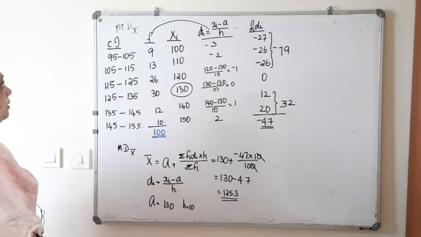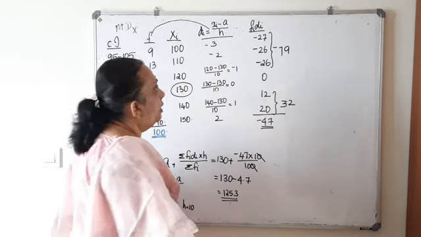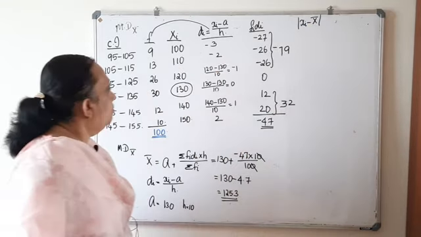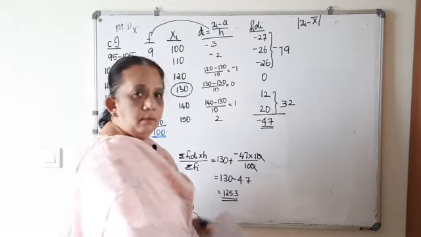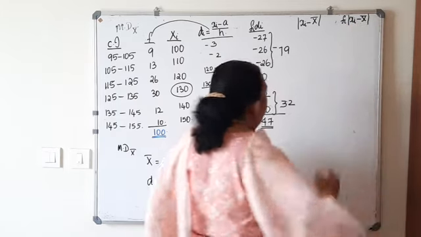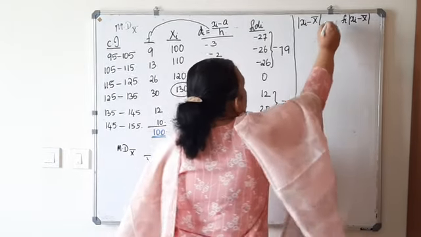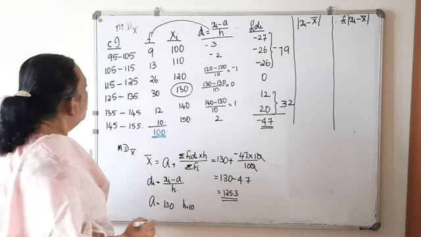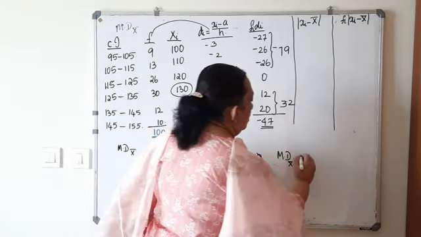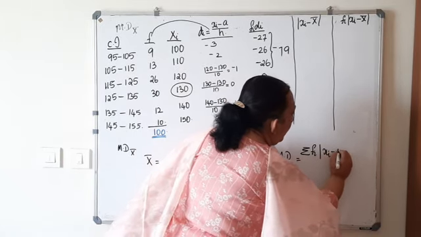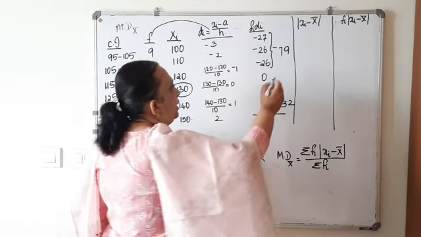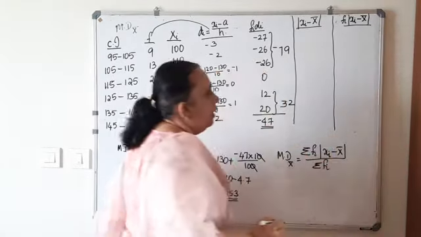Now, the question is mean deviation about mean. So, you will find out modulus of xi minus mean. Modulus of xi minus mean. And next column will be Fi into modulus of xi minus mean. So, mean deviation about mean is equal to sigma Fi into modulus of xi minus mean divided by sigma Fi. So, you will find out modulus of xi minus mean and Fi into modulus of xi minus mean.